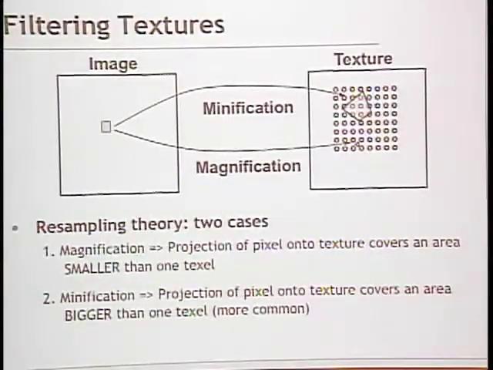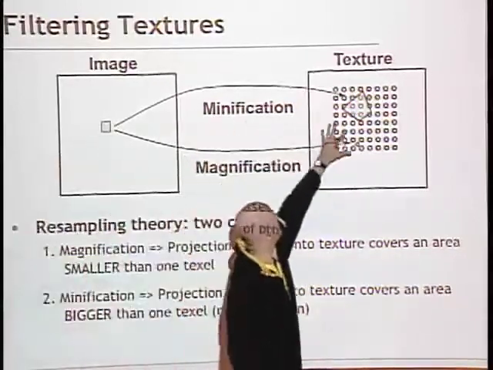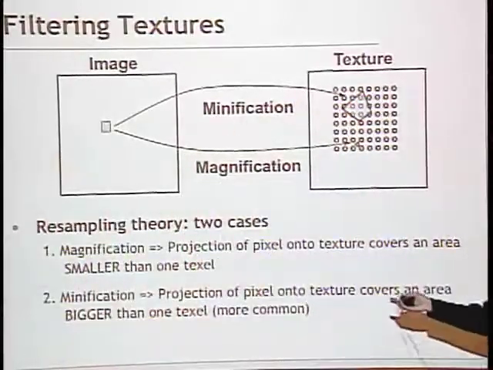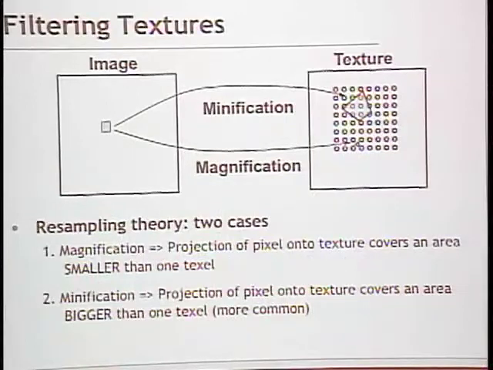One is the problem of what happens when we minify. That's the much more common case, which is you have a big texture, and you're undersampling it. So basically, every pixel maps onto an area larger than a texel. That's almost always what you're going to get. This goes onto this big image over here. You are undersampling, and you are liable to alias. And we want to do a better job of approximating the area under that than we are currently doing with just a point sample.